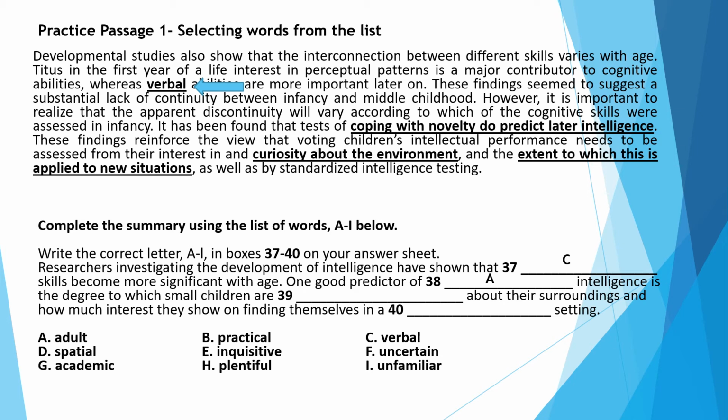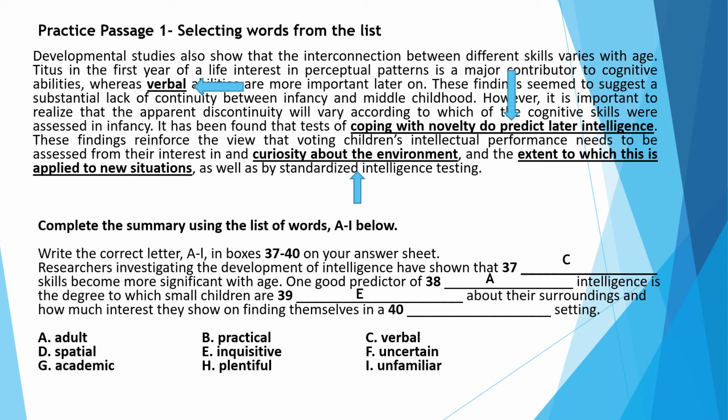Now here the word adult is not written in the paragraph, but what's written is, if you take a look at this line, it has been found that tests of coping with novelty do predict later intelligence. And later intelligence is definitely a synonym for adult. And that's why the answer is A. Now moving on to the 39th point, the answer is E. And it says, if we just go back to the 38th point, one good predictor of adult intelligence is the degree to which small children are.